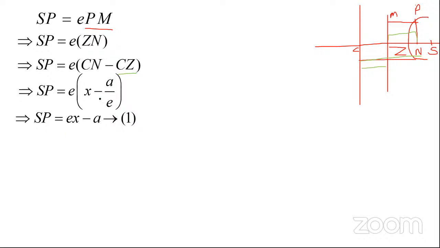Next, just take the LCM here and solve this one. Then you will get, or multiply with the e, you will get ex minus a. So this is equation number 1.